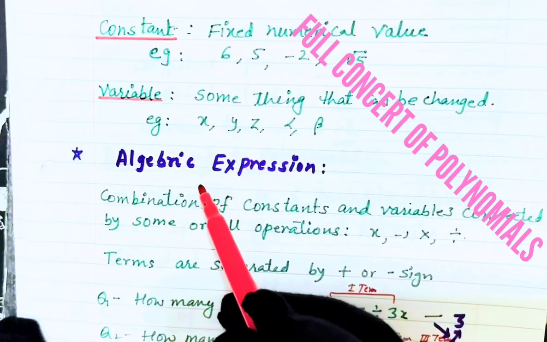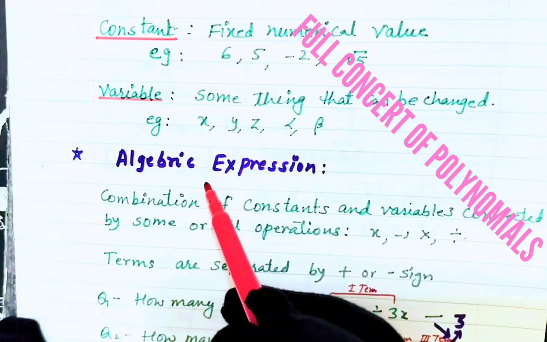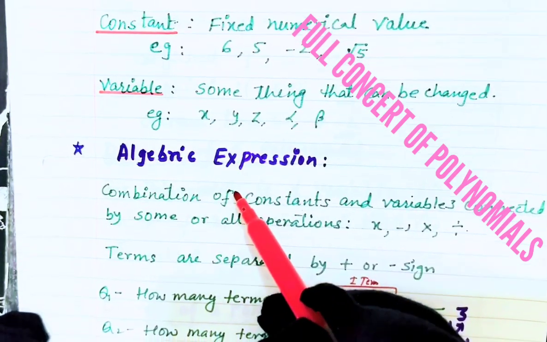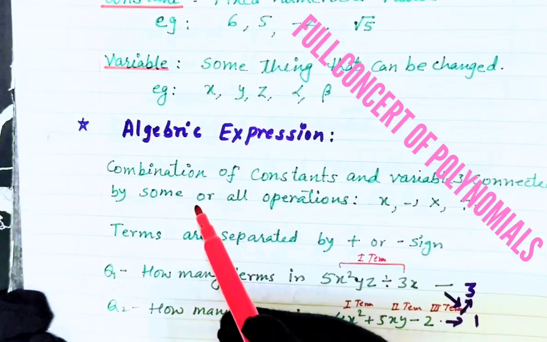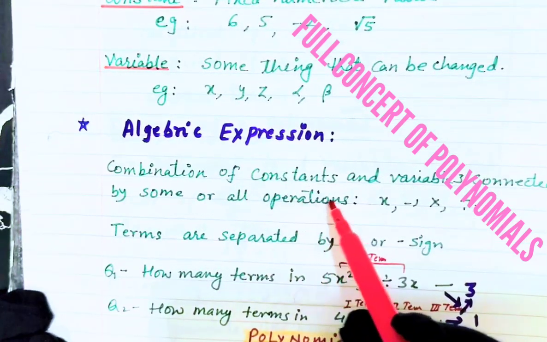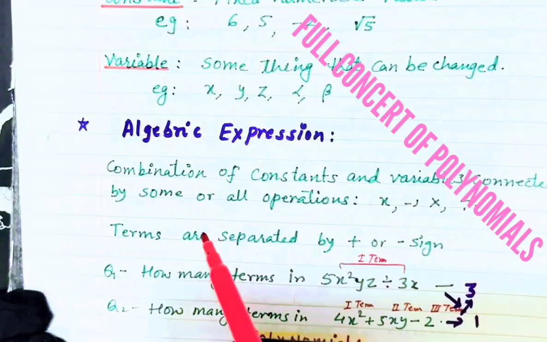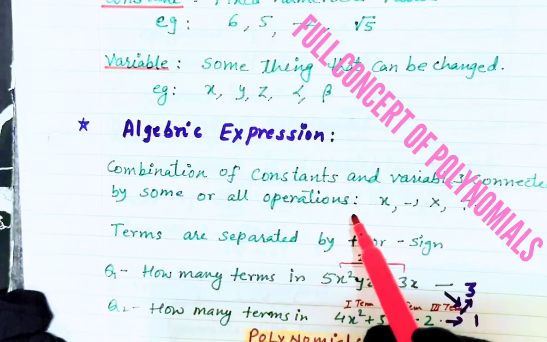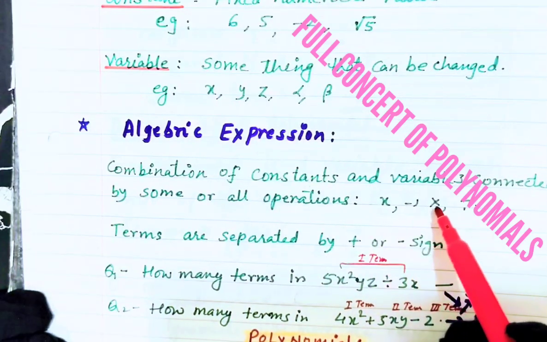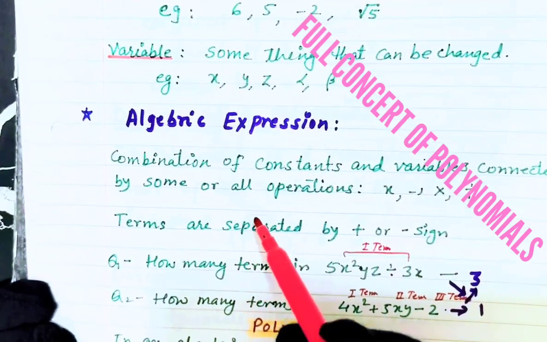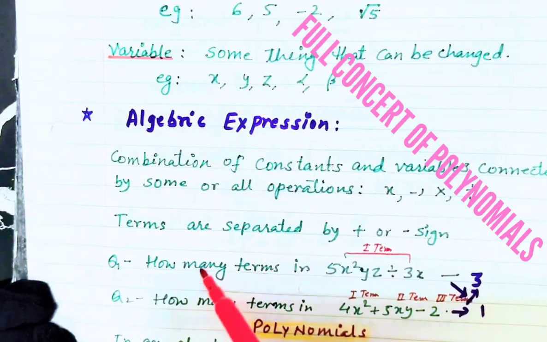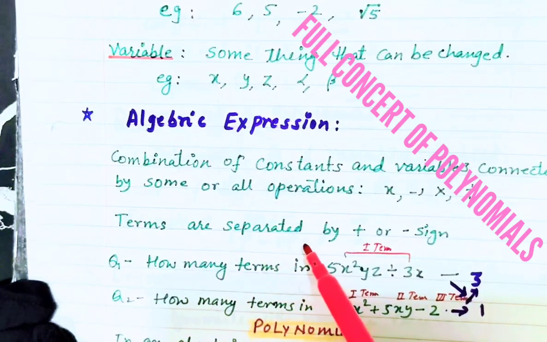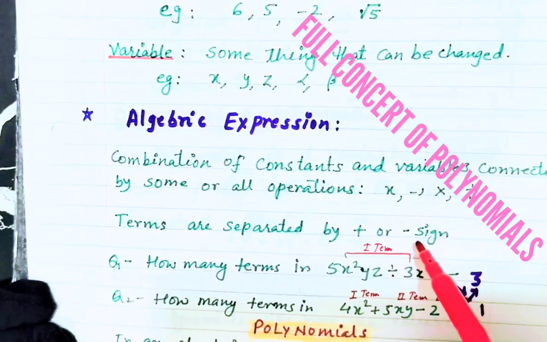Now we will see another concept, algebraic expression. In an algebraic expression, guys, a combination of the constants and the variables connected by some or all operations like multiply, divide, addition, subtraction is called an algebraic expression. Terms are separated by plus or minus sign.